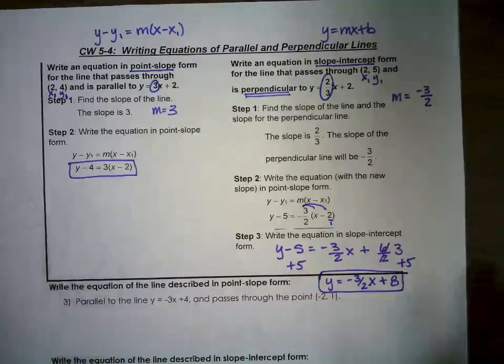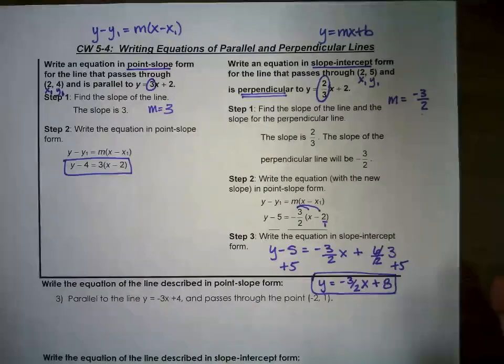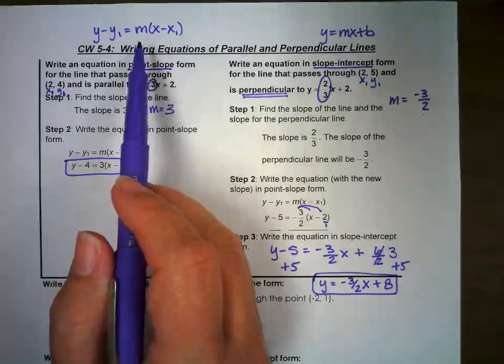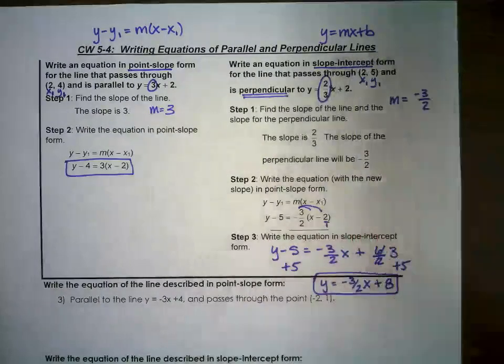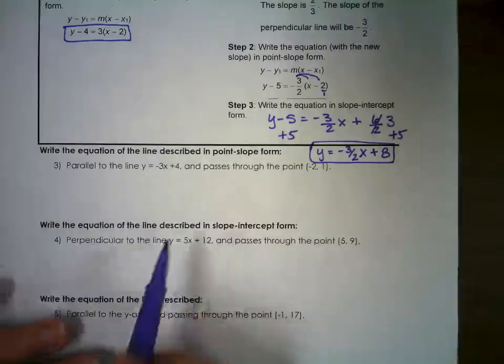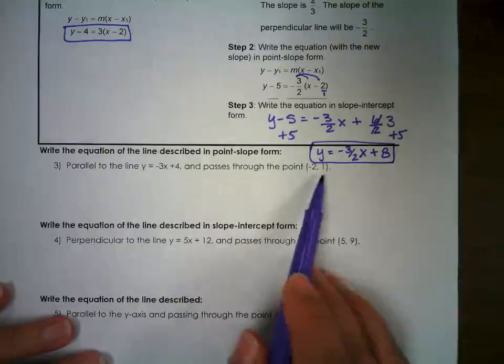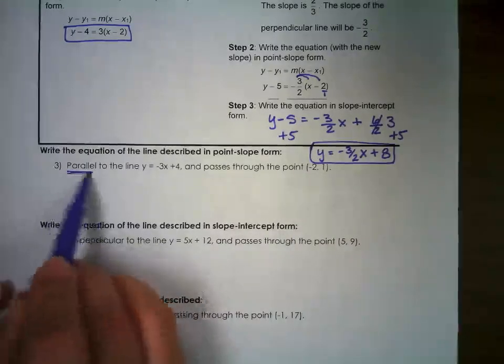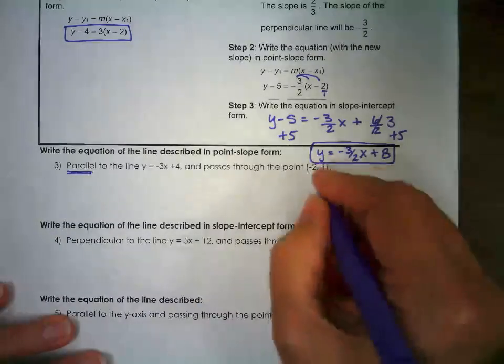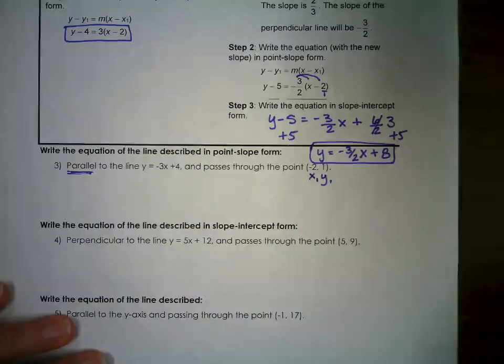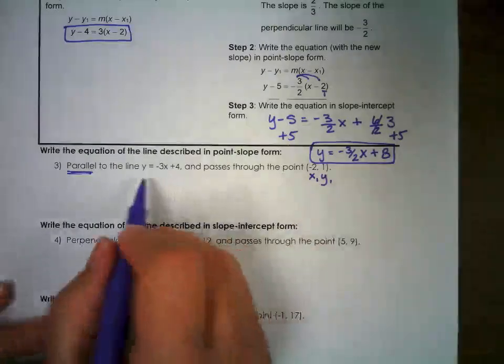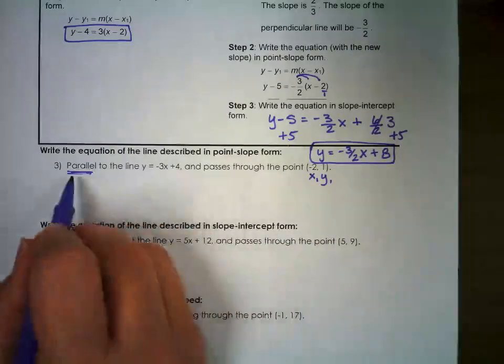Okay, so that's how we would write the equation of a line parallel or perpendicular to another line through a particular point. So anytime they give you a point, think point-slope form first, and then if they ask for slope-intercept form, you can go ahead and solve for y. All right, so let's look at this one. They give us a line, they give us a point, and they want parallel, okay? Well, obviously the point is going to be our x1, y1, right? And then they want it parallel to this line.